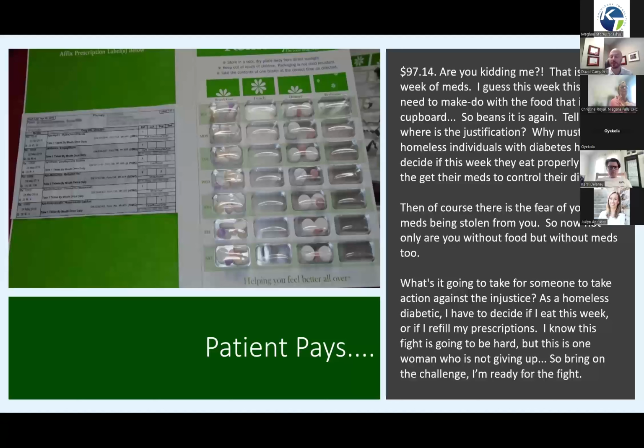And she speaks about the challenges of needing to balance the cost of her drugs with the cost of trying to eat healthy. And speaking about, when you're homeless, your medications are often getting stolen from you and you're needing to double and triple pay for your medications. And speaking about the injustice that goes along with that. As a homeless diabetic, I have to decide if I eat this week or if I refill my prescriptions.